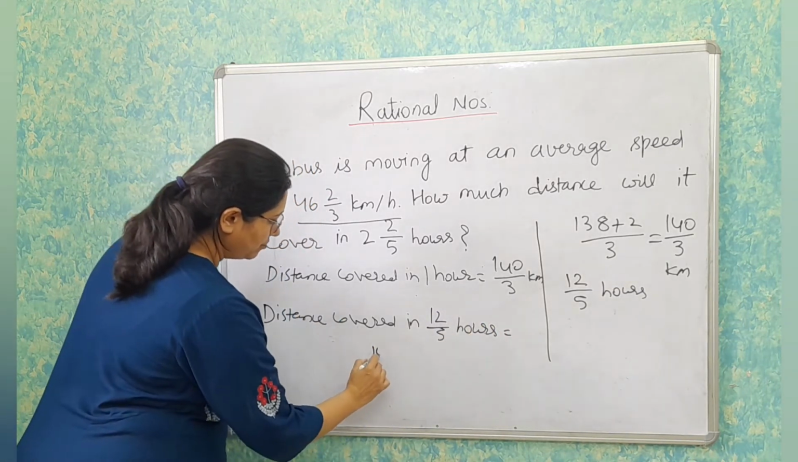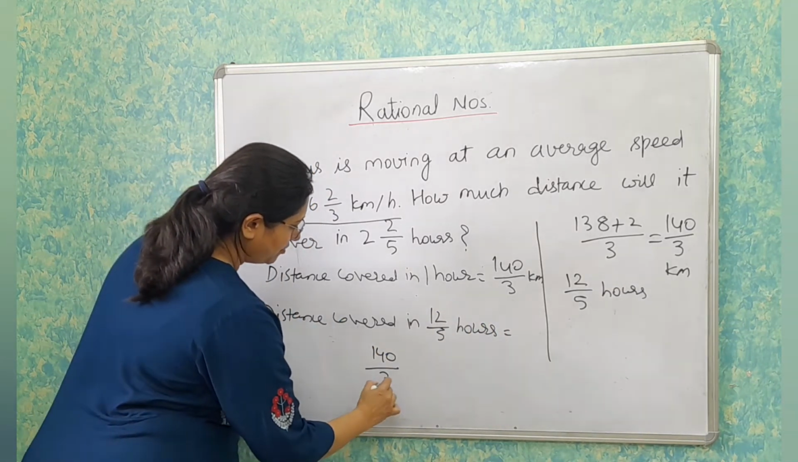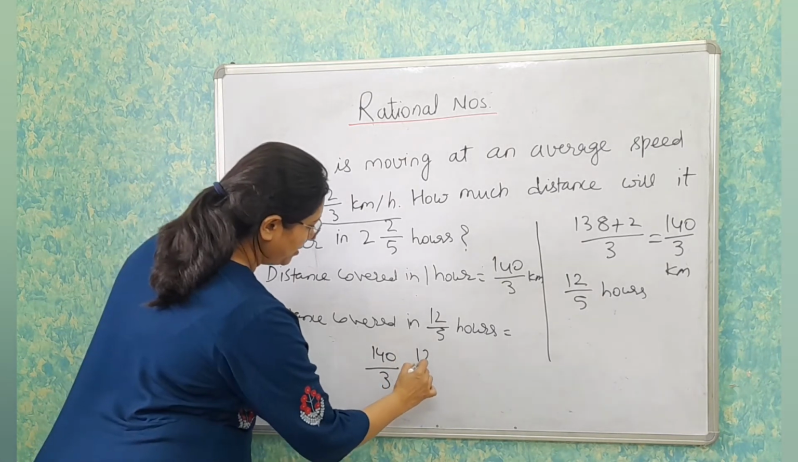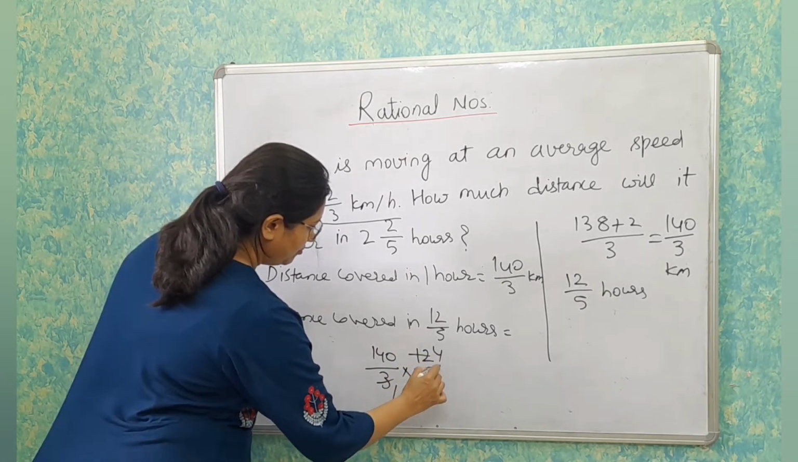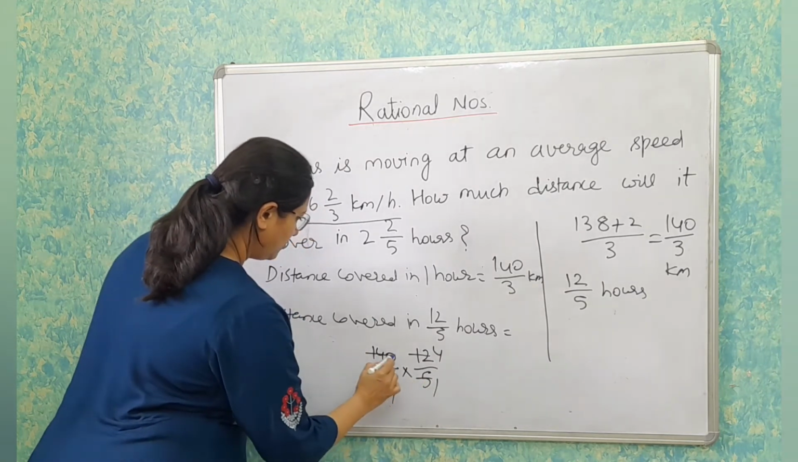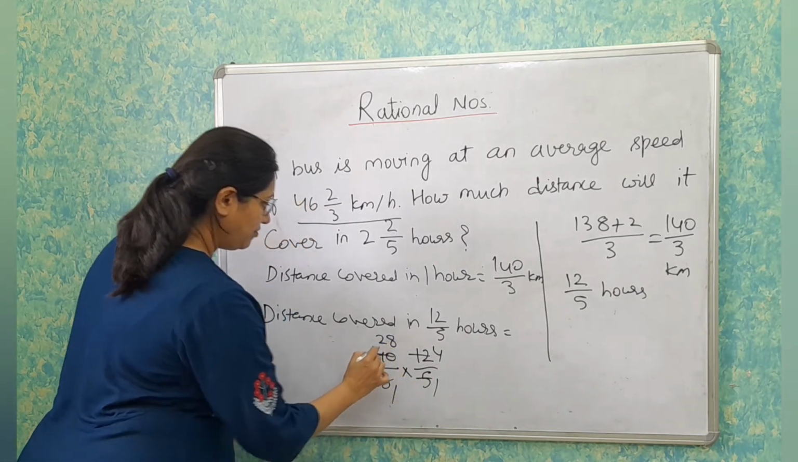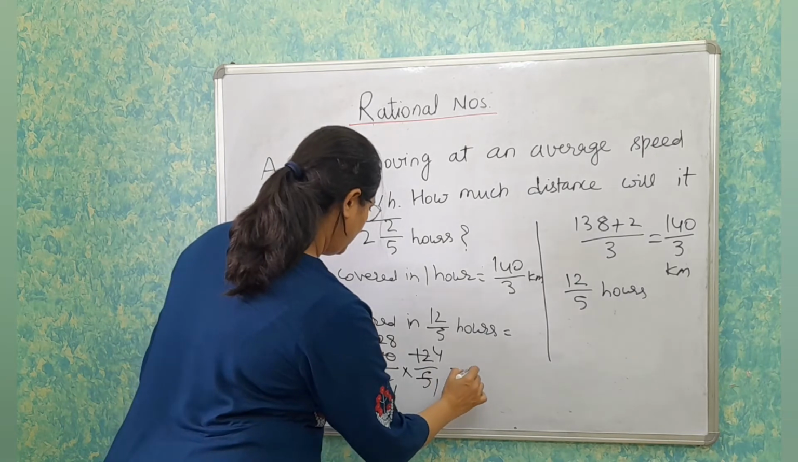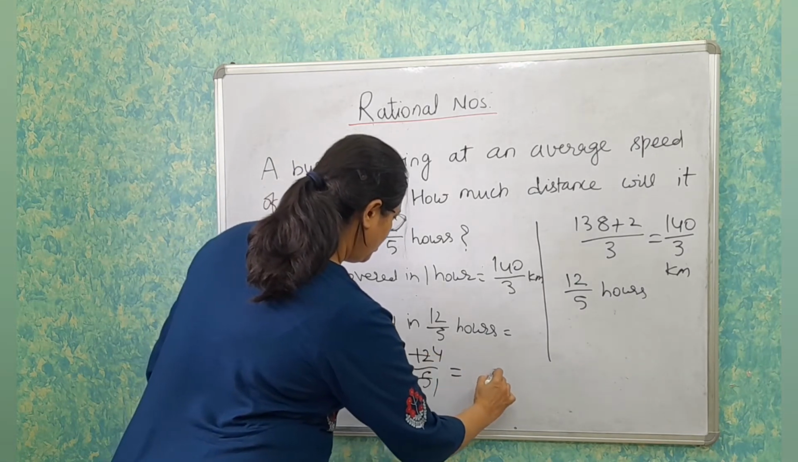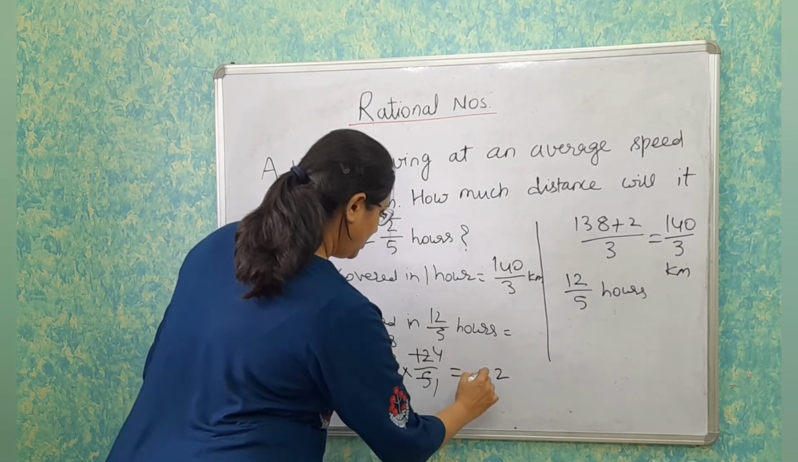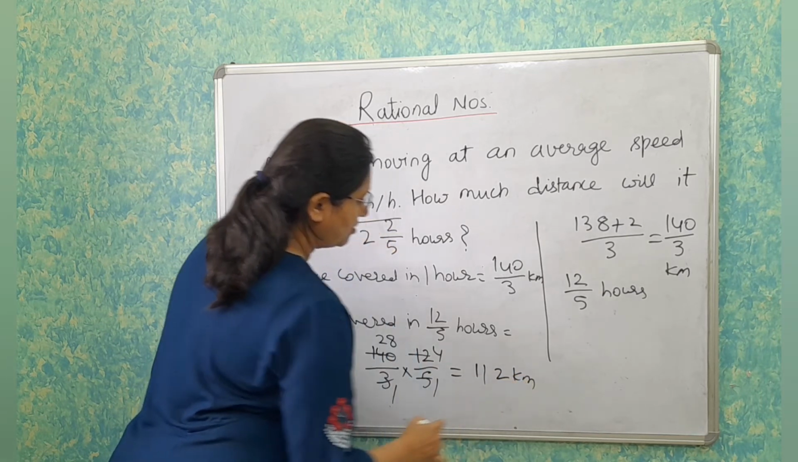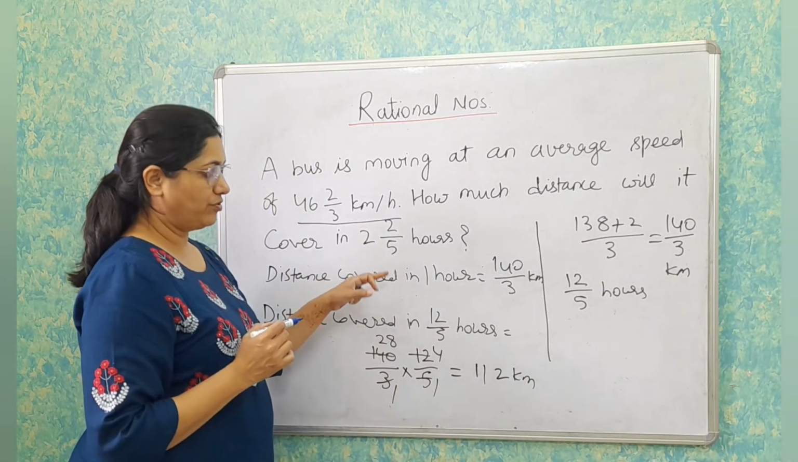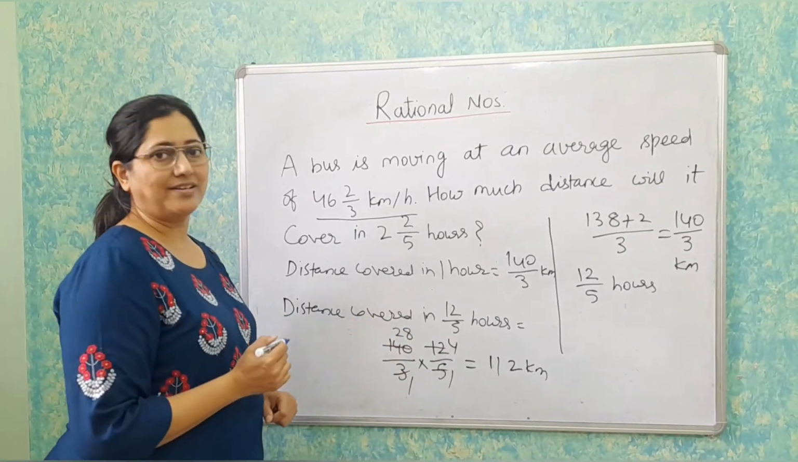Now I have to multiply 140 upon 3 multiplied by 12 upon 5. 3 ones are 3, 3 fours are 12, 5 ones are 5, 5 twos are 10, 5 eights are 40, 8 fours are 32, 4 twos are 8, 9, 10, 11. So this is the distance which is covered in 2 2/5 hours. So this is the answer.